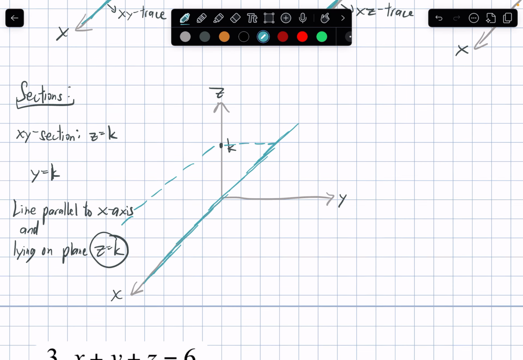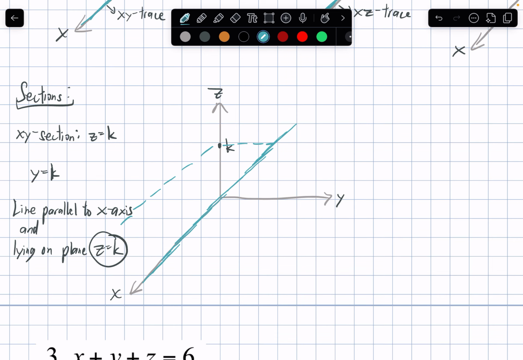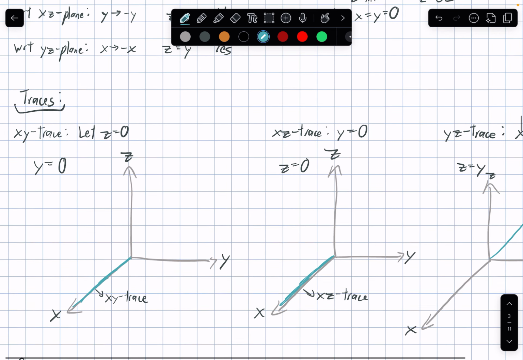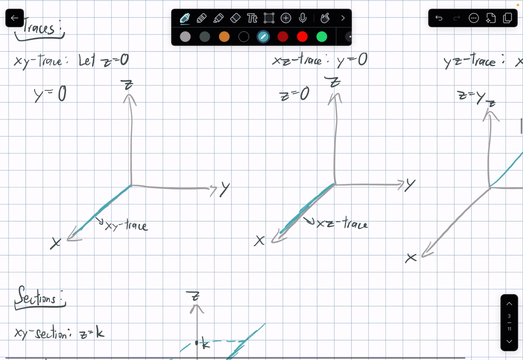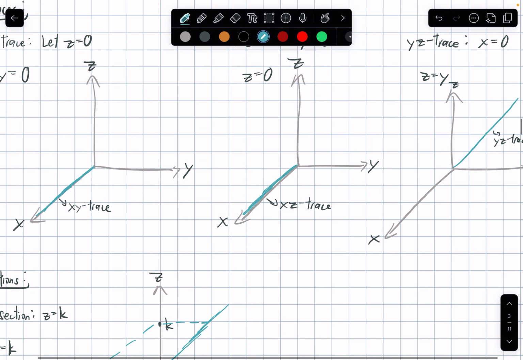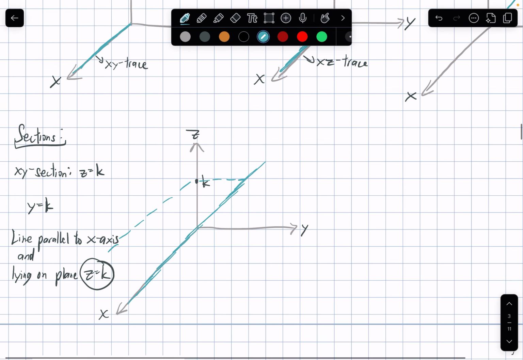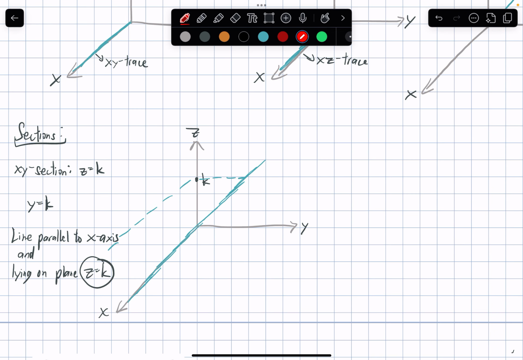Okay, so essentially it has to be parallel to this. No, not that. This one. Y equal to 0, Z equal to 0, and Z equal to Y. So yeah, it's just that.